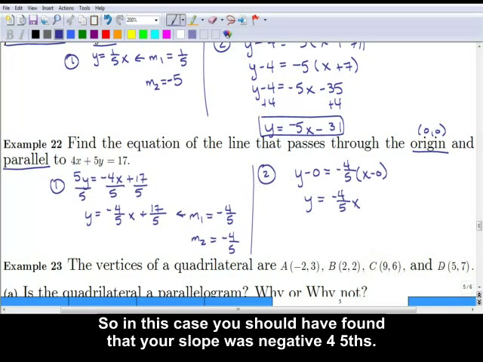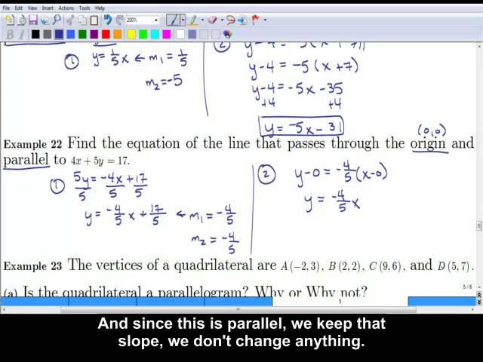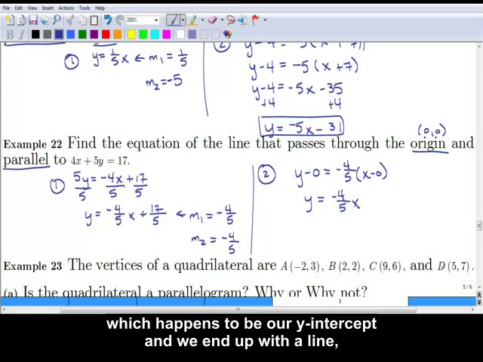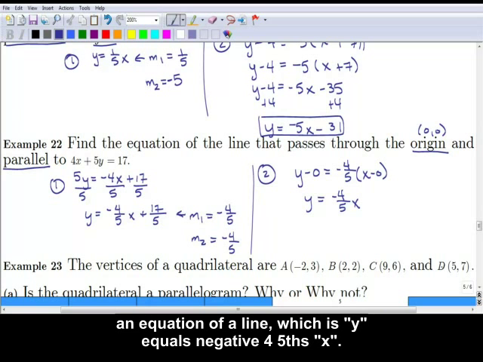So in this case, you should have found that your slope was negative 4/5, and since this is parallel, we keep that slope. We don't change anything. And then all we have to do is plug in our point 0, 0, which happens to be our y-intercept, and we end up with an equation of a line, which is y equals negative 4/5 x.